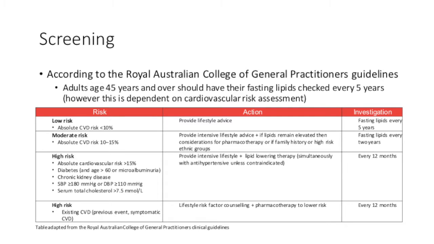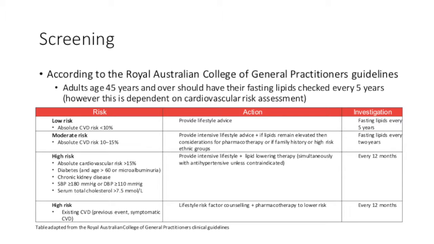Before we talk about investigations, it's important to also understand screening. According to the Australian College of General Practitioners guidelines, adults aged 45 years and over should have their fasting lipids checked every 5 years, but this really depends on the cardiovascular risk assessment. So for patients that have a low risk, so a cardiovascular disease risk of less than 10%, we can provide lifestyle advice and monitor their lipids every 5 years.